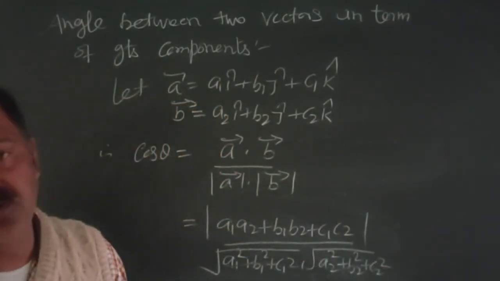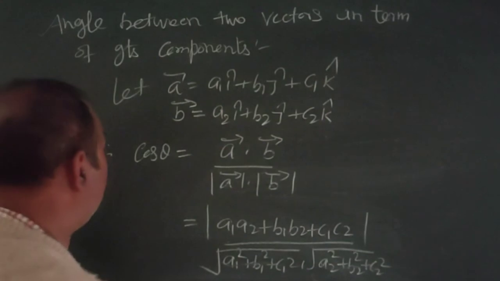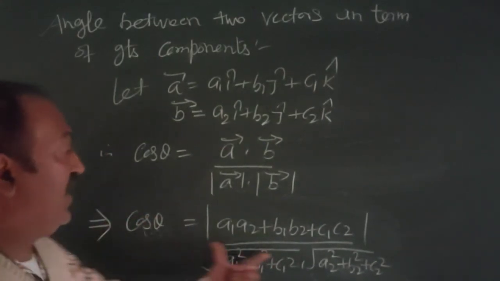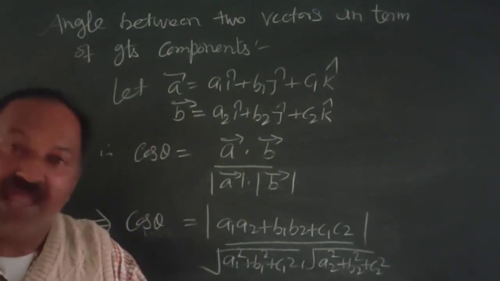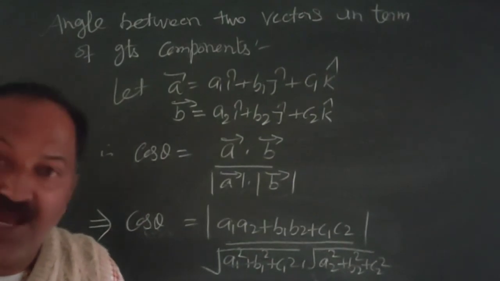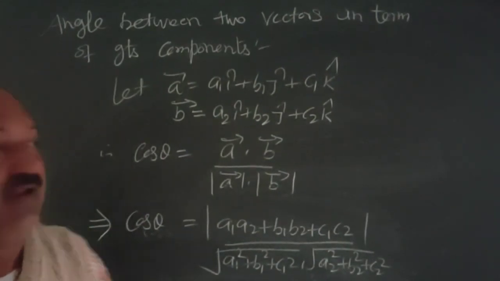because we are interested to find the angle between two vectors, and that is the acute angle. So this is the formula to find the angle between two vectors in terms of the components of I, J and K. And that's all.